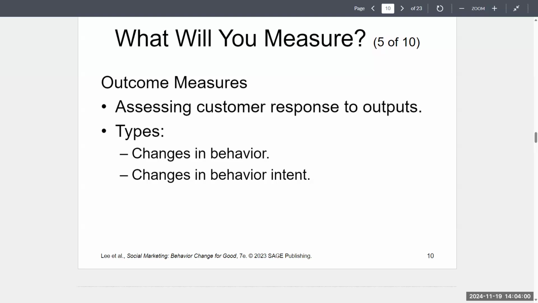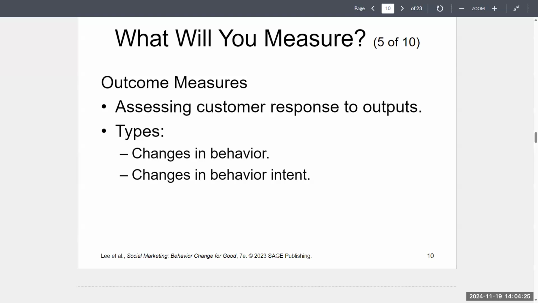So as you're planning, you can say, okay, well, what actually happened? That would be the outcome. And am I going to study it just then, or am I going to look at it later on? So there are 2 different types that we're going to look at. The first is changes in behavior. Did the person's behavior change as a result of your campaign?